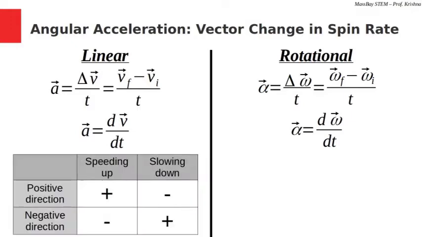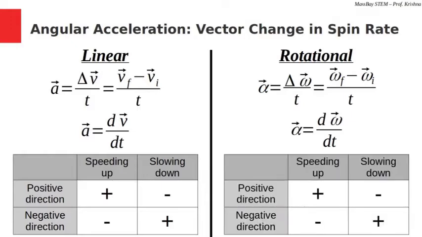Remember also that the direction of linear acceleration doesn't have to match that of the actual motion. Positive acceleration means speeding up in the positive direction or slowing down in the negative direction. The same is true of angular acceleration. A positive angular acceleration means speeding up in the positive counterclockwise direction or slowing down in the negative clockwise direction.